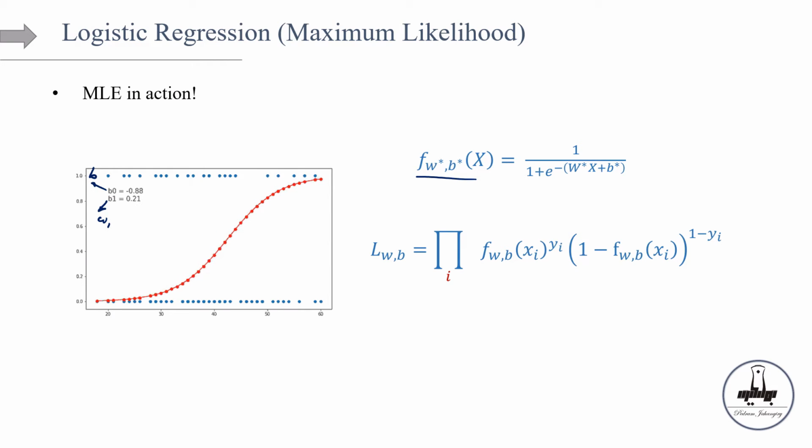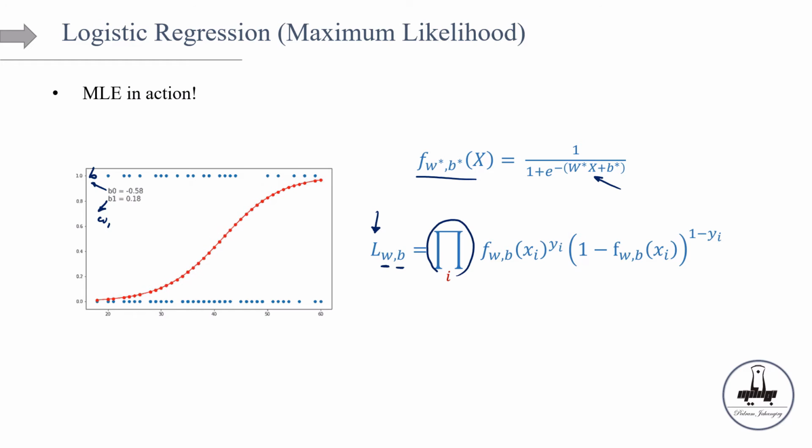We know that we're using the sigmoid transformation and applying it to our linear model, and this is what we get, right? And this is the likelihood function. The likelihood function is a function of W's and B. We know that in higher dimensions we have multiple W's and one B.